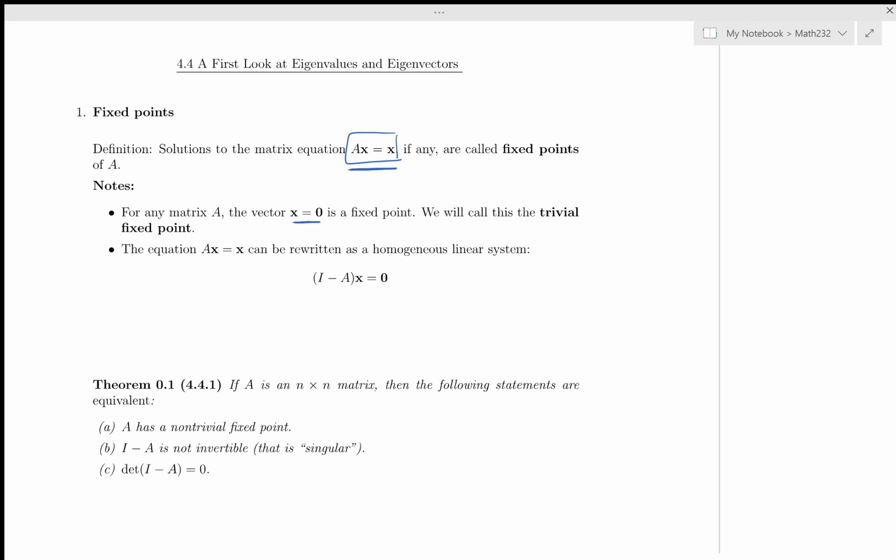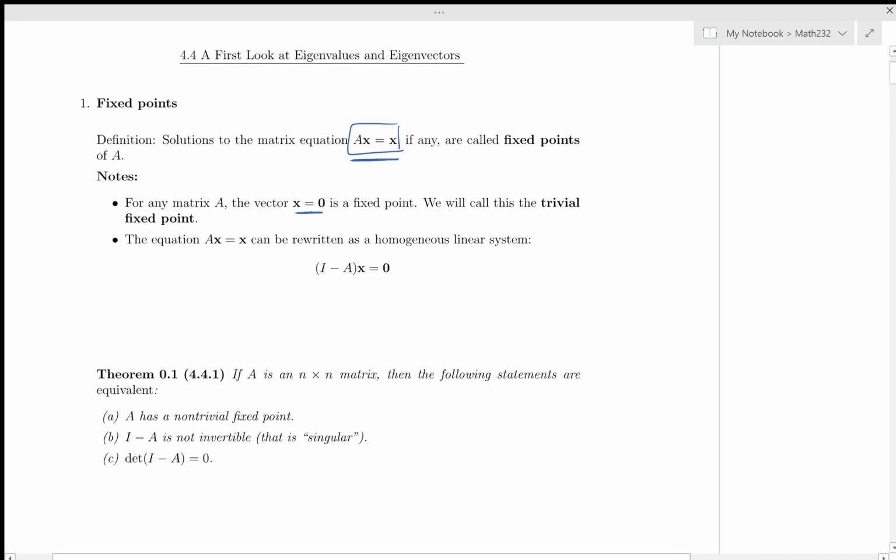If we have the equation Ax equals x, we want to determine the fixed points. We can rewrite this in this way. Ax equals x, and then what we can do is put 0 equals x minus Ax, and then we can factor that this way. Okay, and the 0 is still here, so that yields this thing right here.